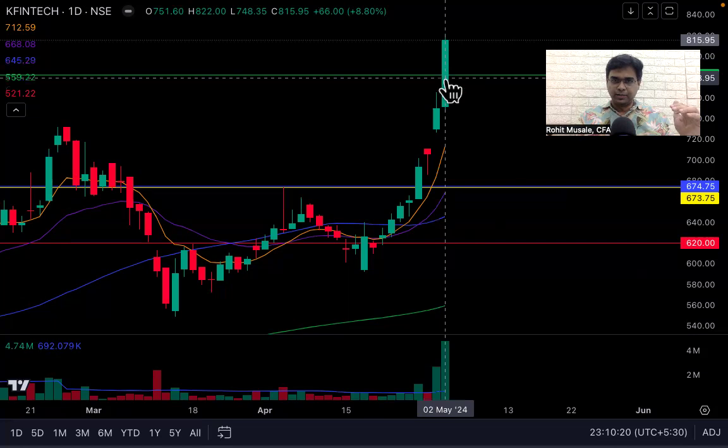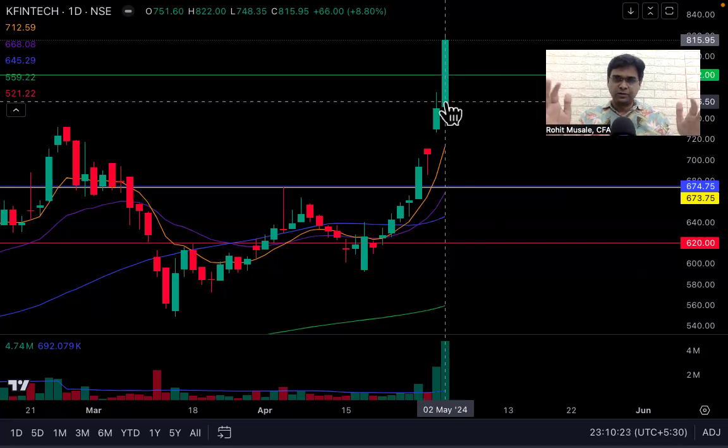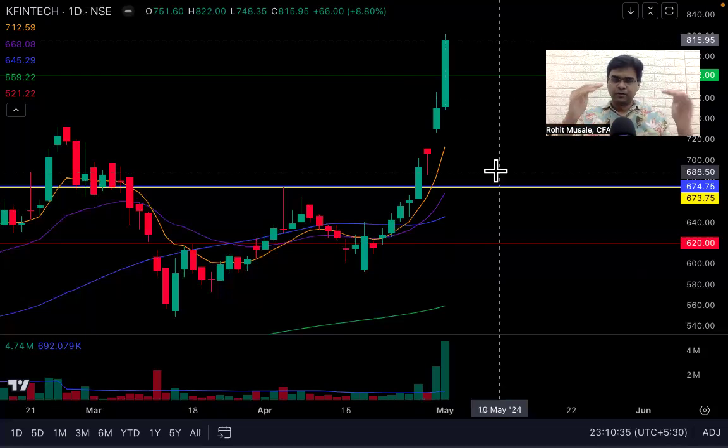This is today, by the way. My target was achieved. My automatic order was triggered. It was a GTT order, and the money came into the trading account. So this is how I executed the trade. It's all automatic. Once I place the market order, I automatically put the stop loss and target so that I don't have to micromanage the stock.